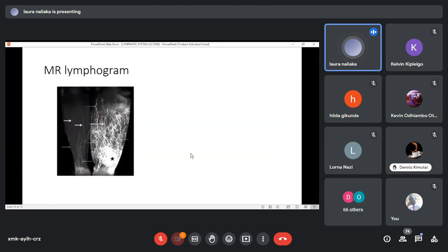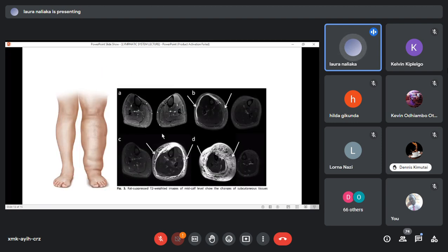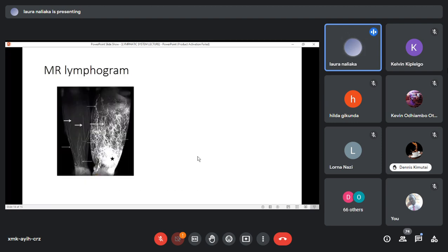Then we go ahead and evaluate the lymphatic channels after you look at the normal musculature. This is done on the machine. You can just subtract the soft tissues. You are left with the lymphatic channels only when you're performing an MR lymphogram.